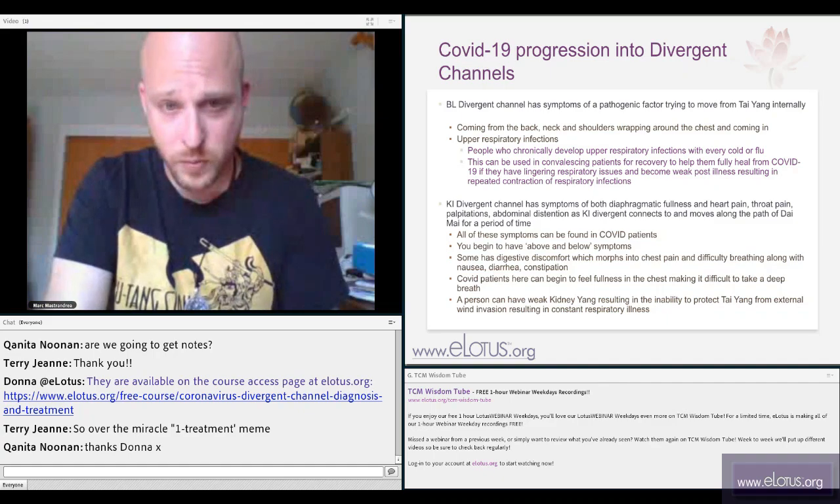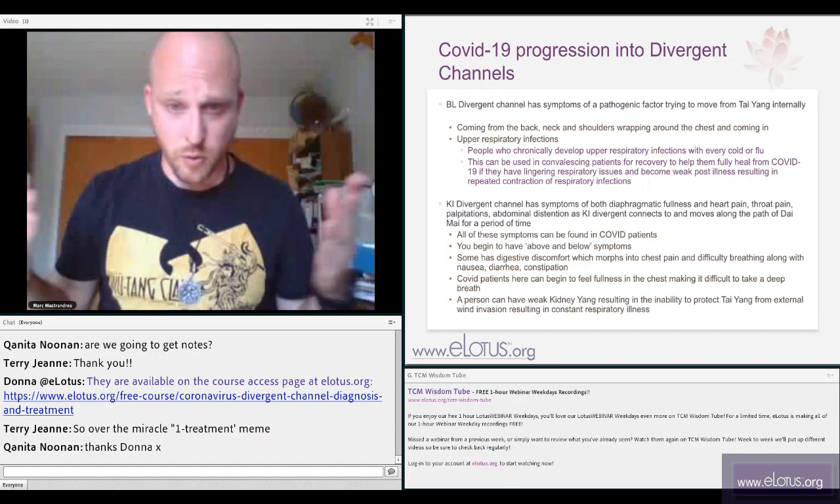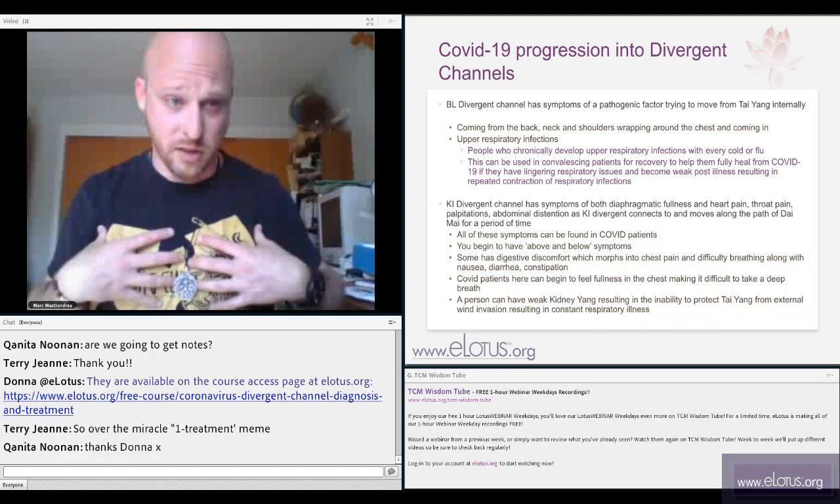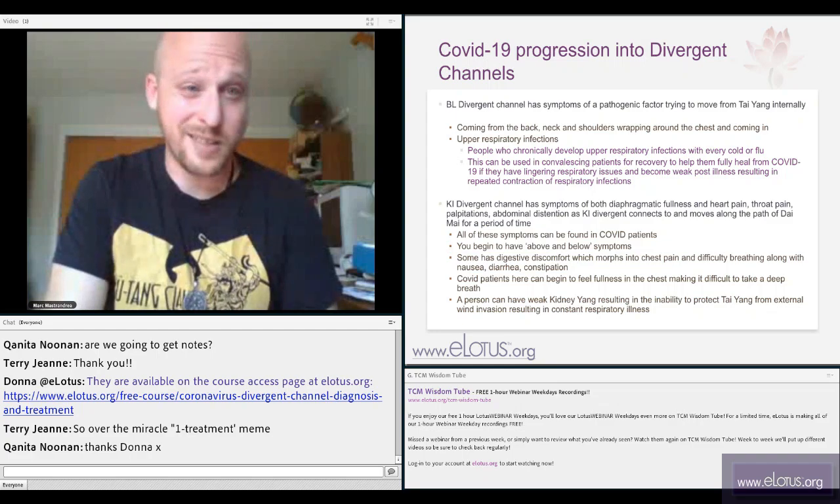Kidney divergent channel has symptoms of both diaphragmatic fullness and heart pain. It's got throat pain, palpitations. So you kind of see it moves a little more. It's got still the same things as with the chest issues as the bladder, but it's starting to become a little more severe. All these symptoms can be found in COVID patients just after the initial onset.